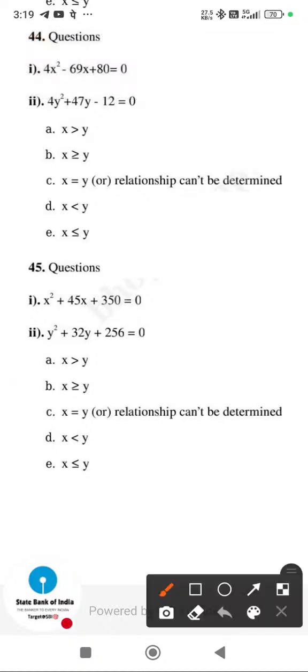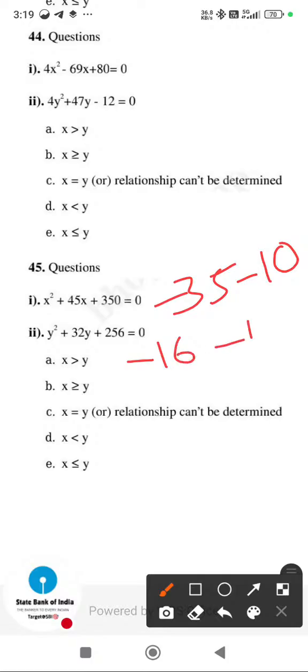Here we see 350. 350 means 15 times 30. Wait a second, 350. So 5 70 times or 35 10 times. 35 10 times is the roots for the first equation. 35 and 10 are the roots. Signs will be minus and minus. Next y has 256. 256 means 16 times 16. So the second equation roots are minus 16 and minus 16.